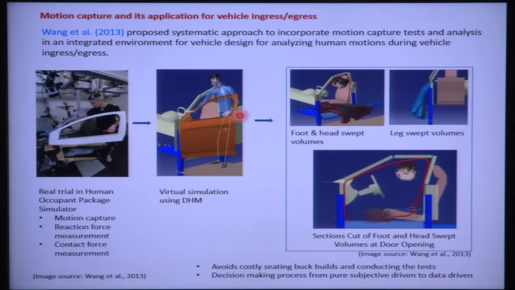software, based on the motion analysis data, we can easily create this type of swept volume for different body parts, and based on that swept volume we can define the sizes of the door opening. So, ultimately their study indicated that digital human modeling software is actually very useful for ingress egress study of vehicles, and how the design of vehicle components, particularly say door opening, can be modified as per the ergonomic analysis.